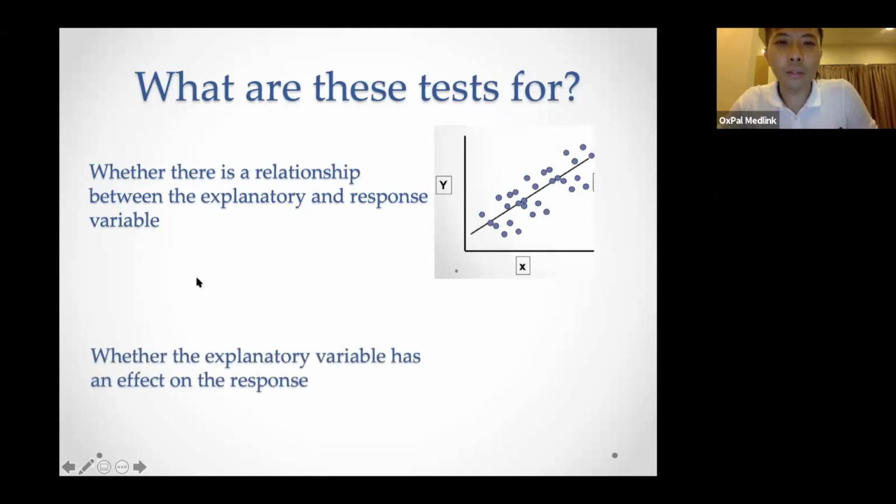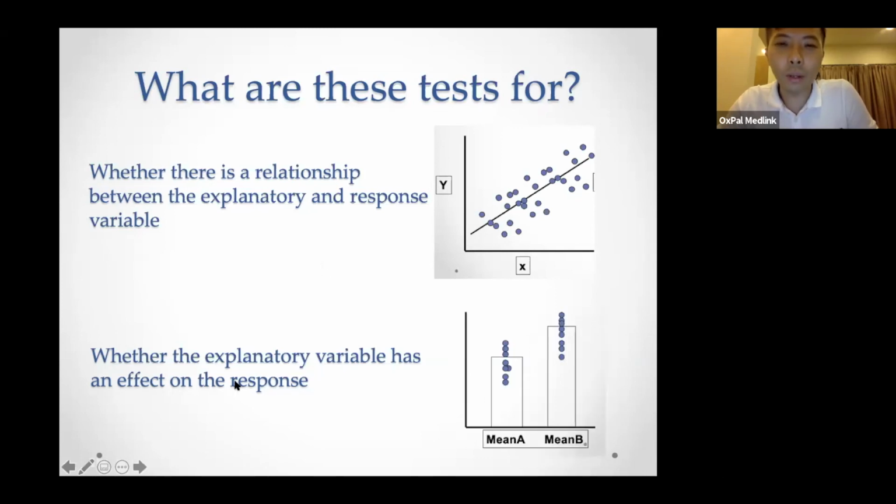Another function of these tests, the parametric or non-parametric, is to understand whether the explanatory variable has an effect on the response. And we often plot this using a bar chart, one for which the x-axis represents two different categories, like for example, gender, male versus female, and the y-axis is the height itself. So we are trying to explain the variation in human height with gender, asking the question whether the explanatory variable gender has an effect on the height.